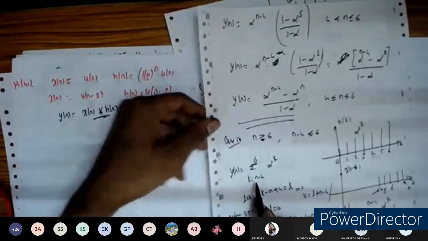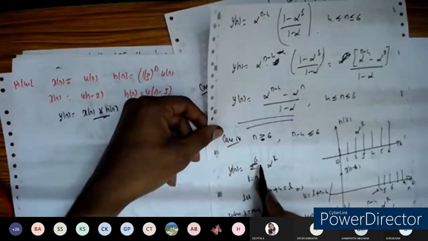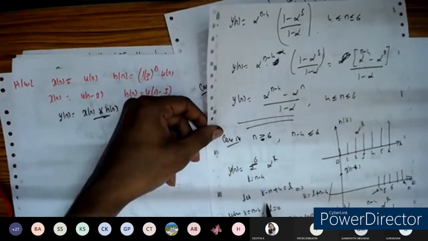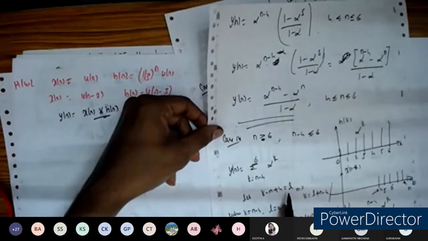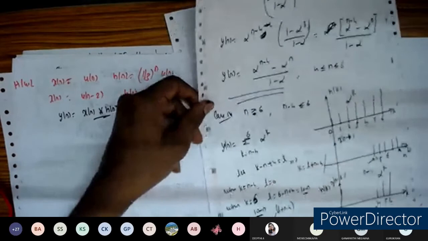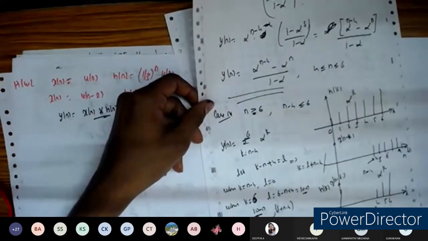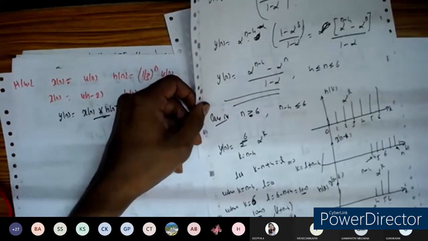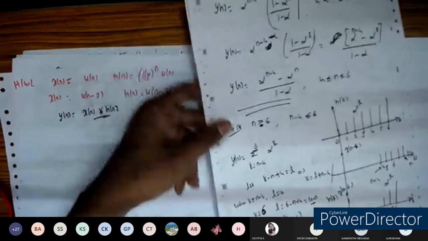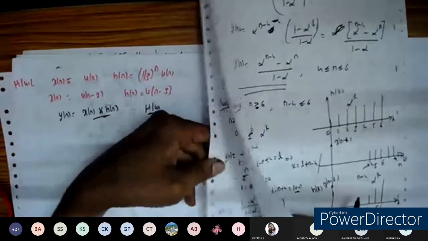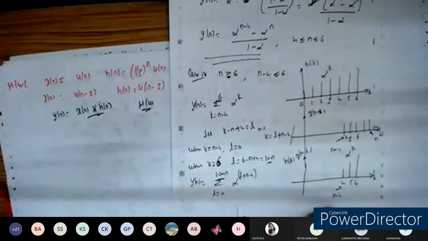So I can substitute in the summation: k can take the value from n minus 4 up to 6, alpha to the power of k. Here also let us do the substitution and change the limits. So we get L equal to 0 to 10 minus n, alpha to the power of L plus n minus 4. We have done up to this in the last class. Got it now? So I continue from this part.